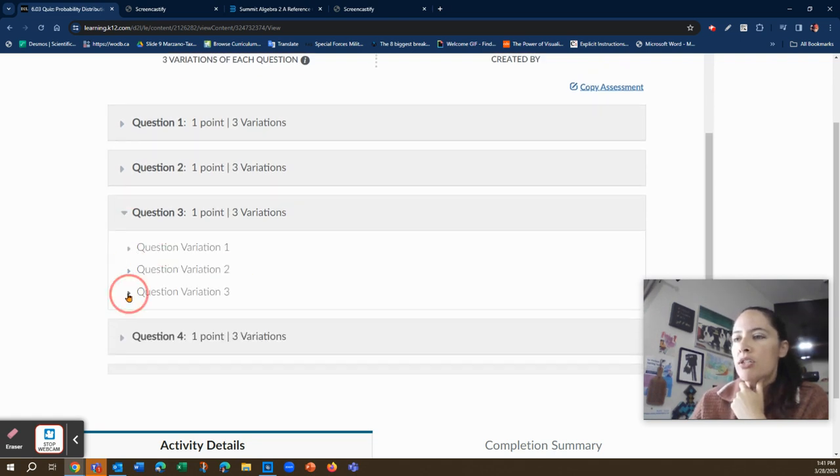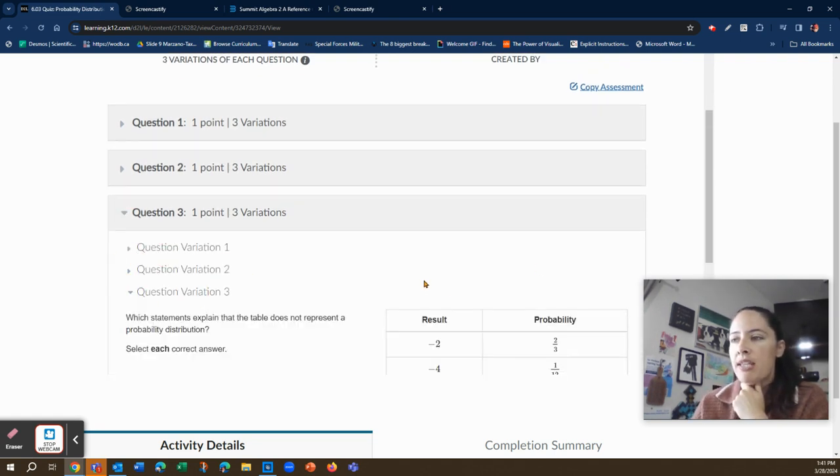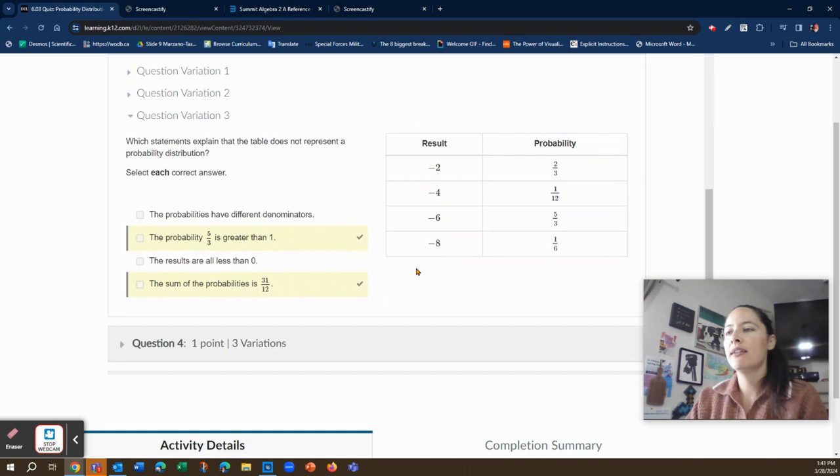Oops, nope, let's do question 3. Which statement explains the table? Which statements explain that the table does not represent a probability distribution? Okay, can't be negative probabilities. Probabilities have to be between 0 and 1, and the total probabilities need to add up to exactly 1, not more than, not less than. Unless we're rounding, then we'll get really, really close to 1.